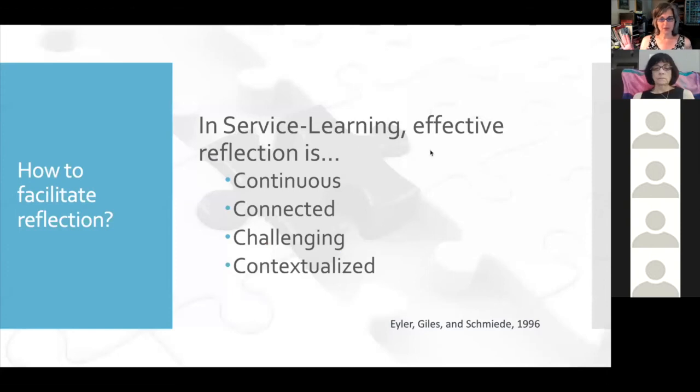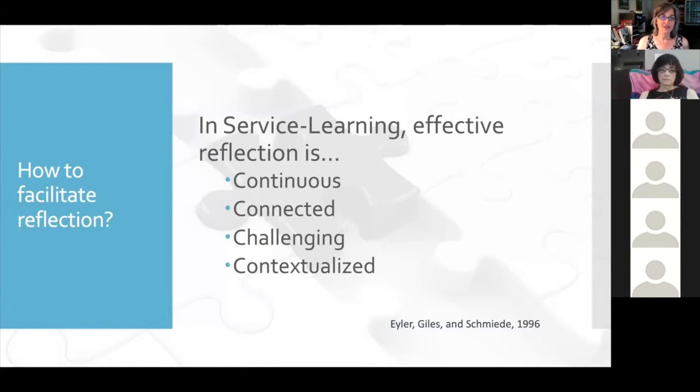So speaking of service learning, they suggest that effective reflection is continuous, connected, challenging, and contextualized. Continuous meaning before, during, after an experience, it should be ongoing. Connected in that it builds bridges between content and experience. Challenging, not only that it's difficult, but that it challenges perceptions, it challenges our own beliefs.